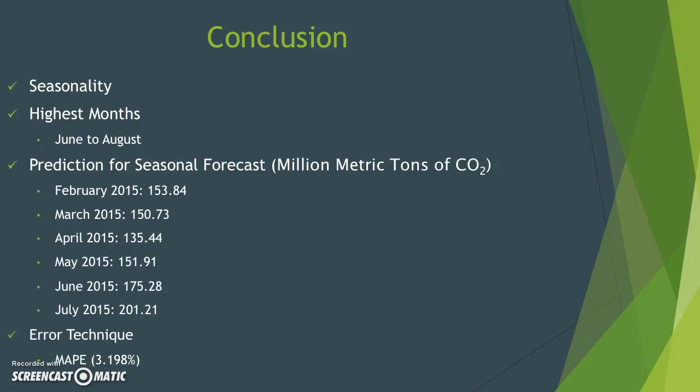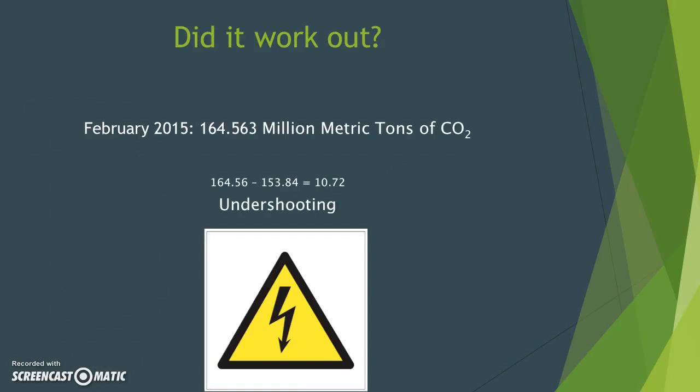So in conclusion, there was seasonality in my data. The highest months were June to August, and so companies should try to reduce carbon dioxide amounts during those months. The predicted forecasts are below, and the error technique I used was the mean absolute percent error, because it was 3.2%. Didn't work out. Kind of, not really. I was just undershooting a little bit by 10 million metric tons of carbon dioxide.